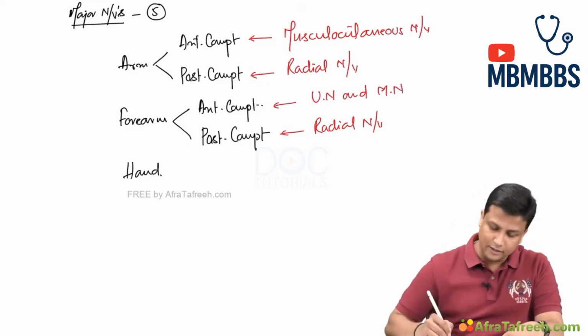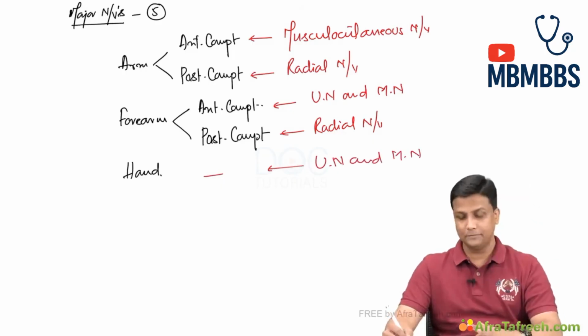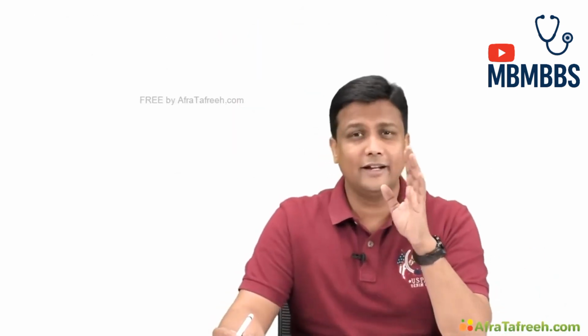And as I told you, in the hand, no compartments at all, guys. Just remember that all the muscles in the hand will again be supplied by your ulnar nerve and the median nerve. That's all. Easy. So, such a small table here, but it makes a clear-cut idea in your mind.